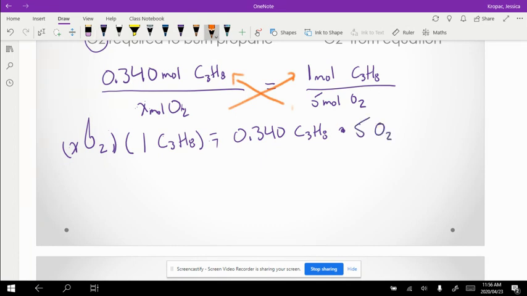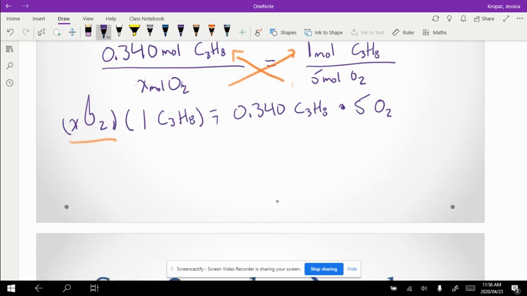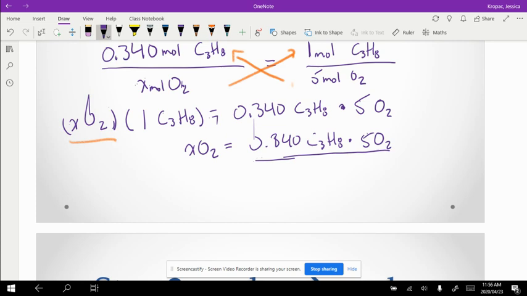Now my next step is I want to get this oxygen by itself here. So to get this oxygen by itself, I need to get rid of that one propane. To get rid of that one propane, I'm going to move it to the other side. I'm going to divide. So XO2 is going to be equal to the top part of this, which is going to stay the exact same. So we're not touching that part yet. But the bottom part of this, we have to get rid of that one propane on the left. So we're going to divide by this propane over here. That's going to allow us to get X by itself.